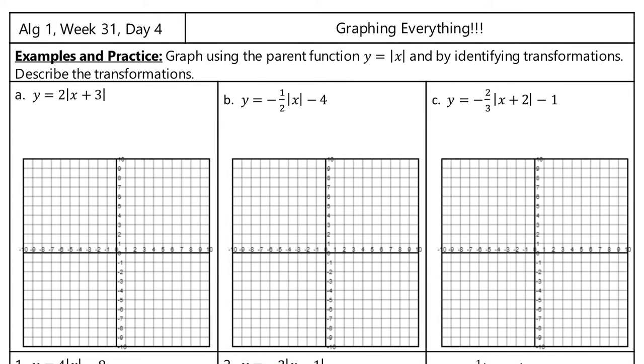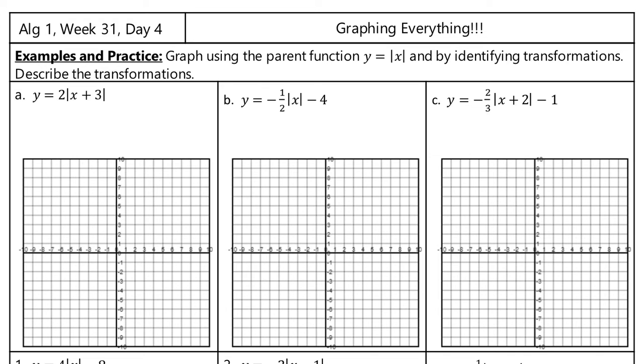Okay, now we're gonna put all of the transformations together. So we could have a stretch or a shrink, we could have a reflection, we could have a shift left or right, or a shift up or down, or we could have all of them. And so one of the things on this is being able to look at the equation that we're given and say, okay, this right here is what's happening based on the equation.